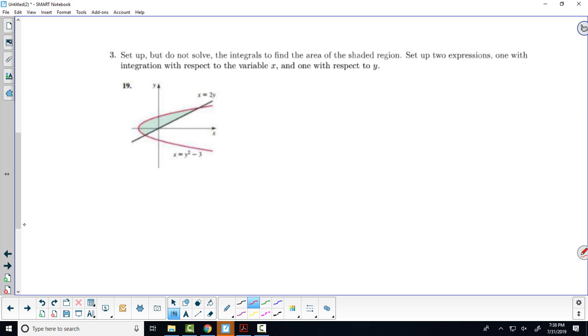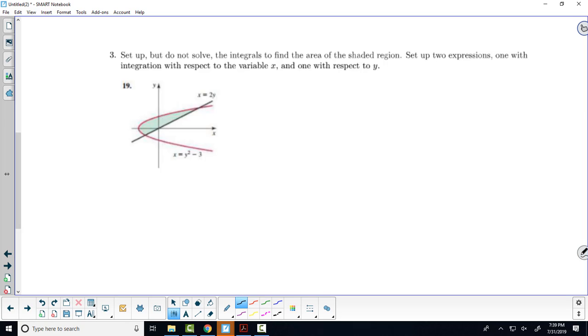Now, this is something that we start introducing in this section, and that is being able to integrate with respect to y instead of with respect to x. Before I talk about that, because I don't think I've talked about that in this class, I'll talk about it in just a moment. But let's go ahead and do this problem the hard way first, which is integrating with respect to x, which is what we've been doing. Let's look at this problem for just a second and see what the issue is.